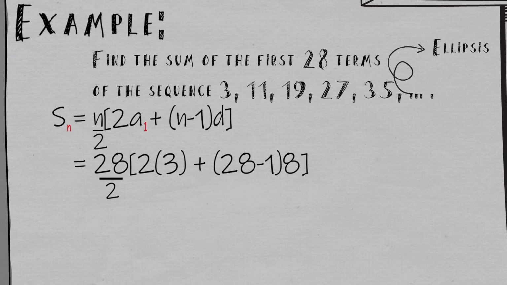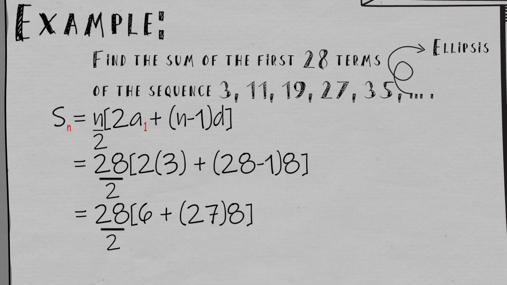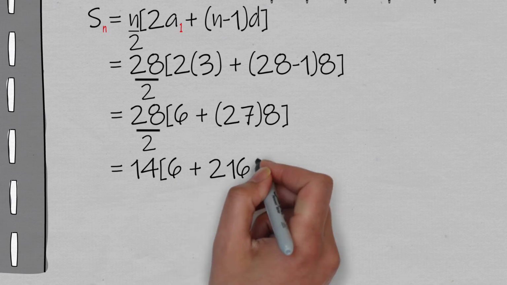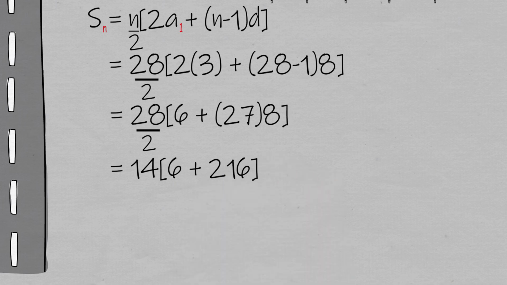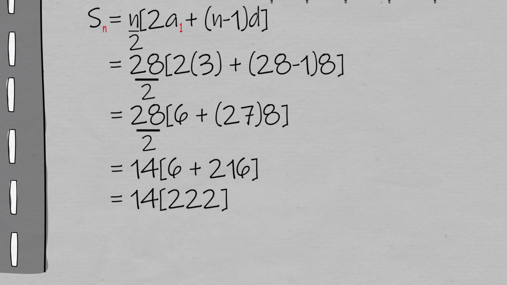Now, let's apply the designated operations. For the group, we have 2 times 3, that would be 6. And then 28 minus 1, that would be 27. And let's continue. So 28 divided by 2, that would be 14, to be multiplied by the sum of 6 and 27 times 8. And 27 times 8 is equal to 216. Let's add 6 and 216, and that would be 222. So now we have 14 times 222, and that would be equal to 3,108.